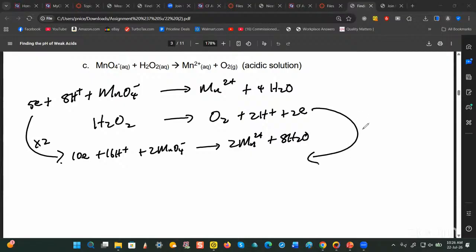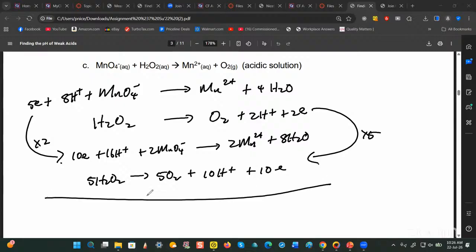Okay, and then what about the second half equation? 5 H2O2 goes to 5 O2. You multiply by 5, so 5 H2O2 to give 5 O2 plus 10 H plus 10 electrons. What next? You add the 2 equations together, and you check to make sure it's balanced, check the charges. And then to ensure that it's acidic, you ensure.